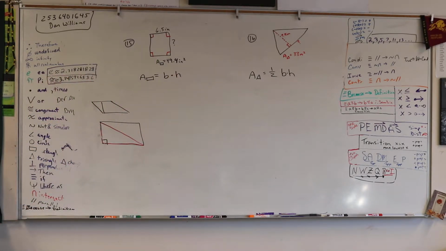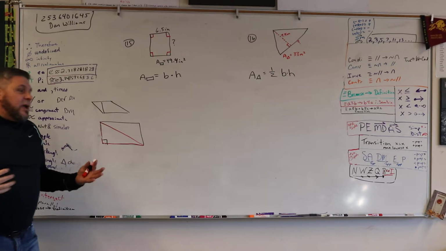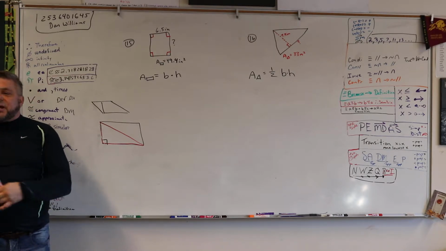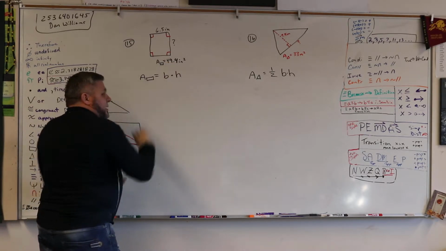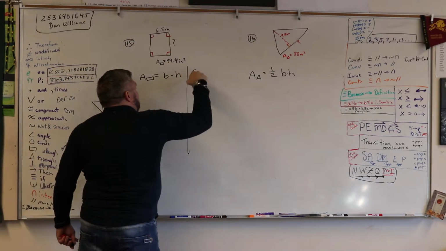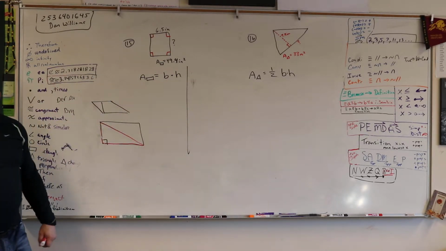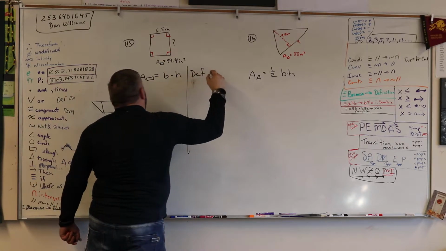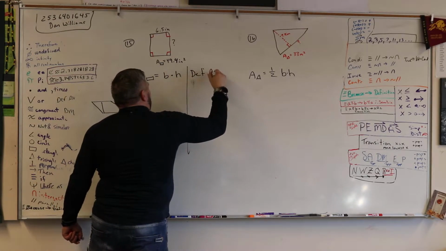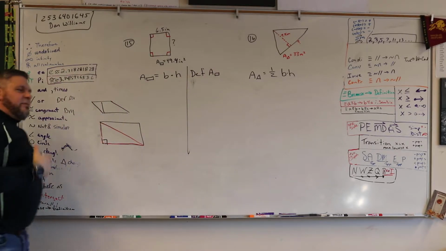Now all I have to do is plug it in. The base times the height. I don't know what the height is, so I can call it X, I can call it H, I don't care. All right? So I do know the area, right? So this is given? No. What is this? Definition of the area of a rectangle, right? Definition of the area of a rectangle.